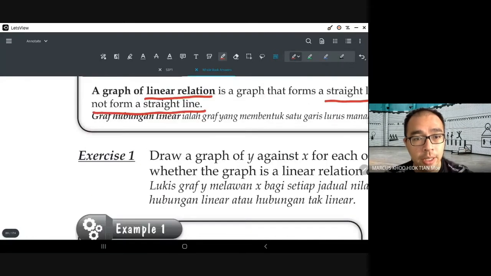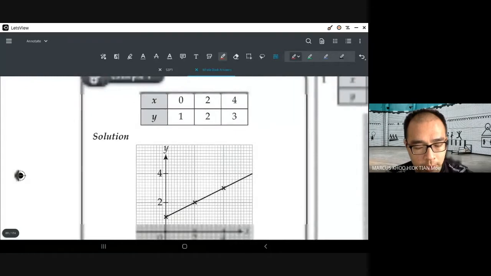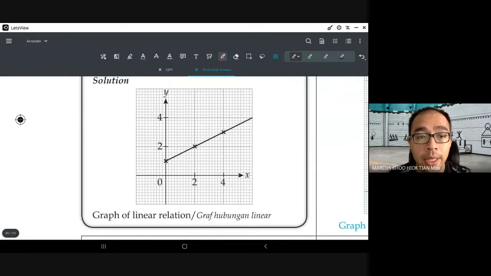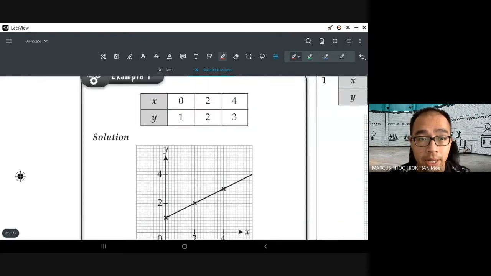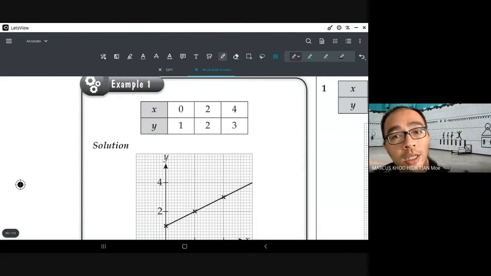In this example in your module, you're given these coordinates. I want you to plot the graph, going back to the basic skill of plotting, and join all the points together. Then tell me whether it is a linear relation or not. In your module there are 3 questions, and I'm going to give you 10 minutes to answer all 3.